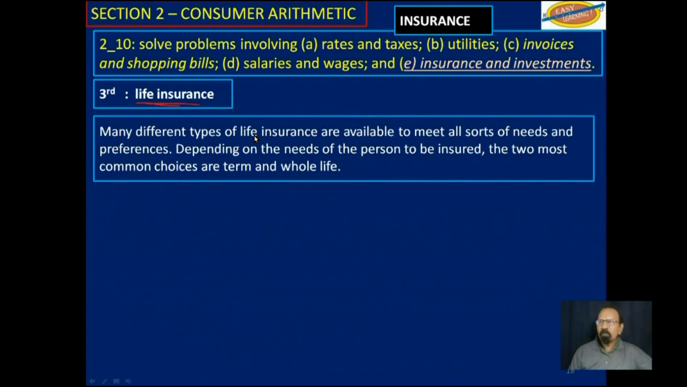Now, let's talk about life insurance. Many different types of life insurance are available to meet all sorts of needs and preferences. Depending on the needs of the person to be insured, the two most common choices are term and whole life. Those are two types of life insurance.